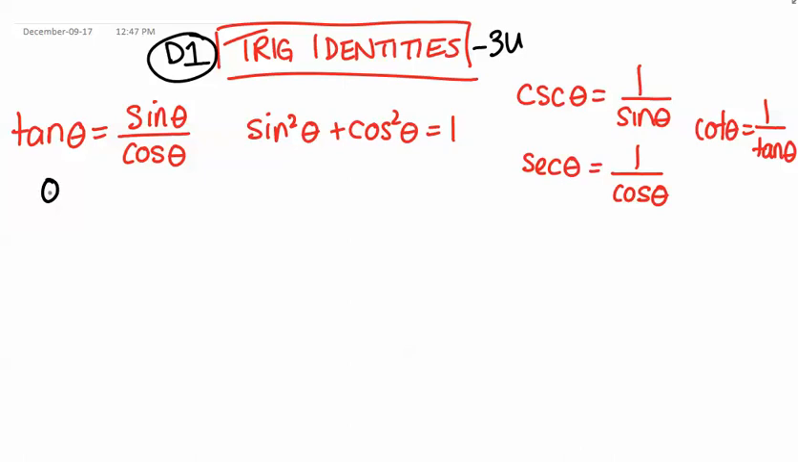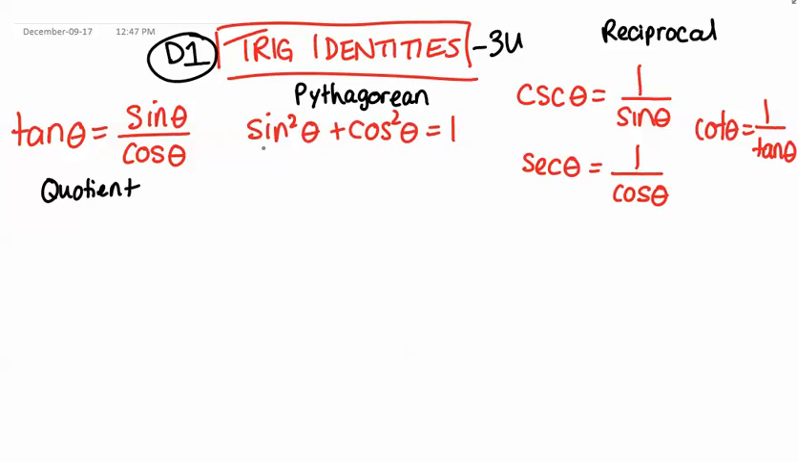We got our quotient identity here. We got our Pythagorean identity here. And we got our reciprocal trig ratio identity here, reciprocal identities. So all of these identities will be given to you on the test, and your job is to just take the equation I give you and try to prove it.